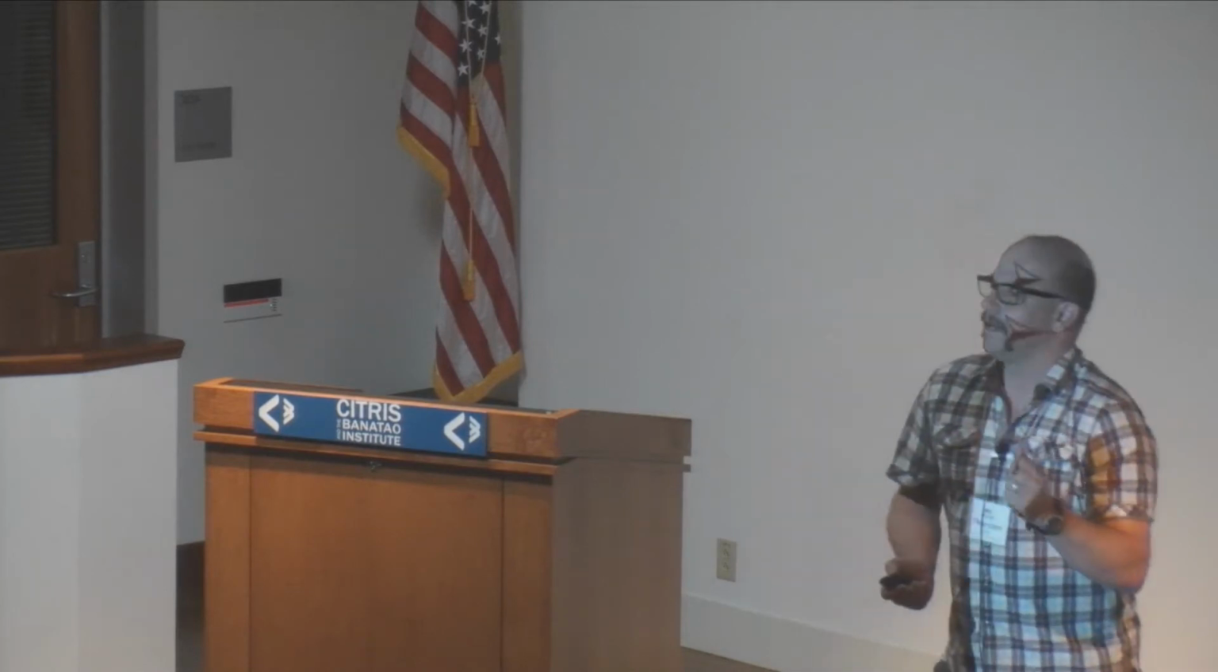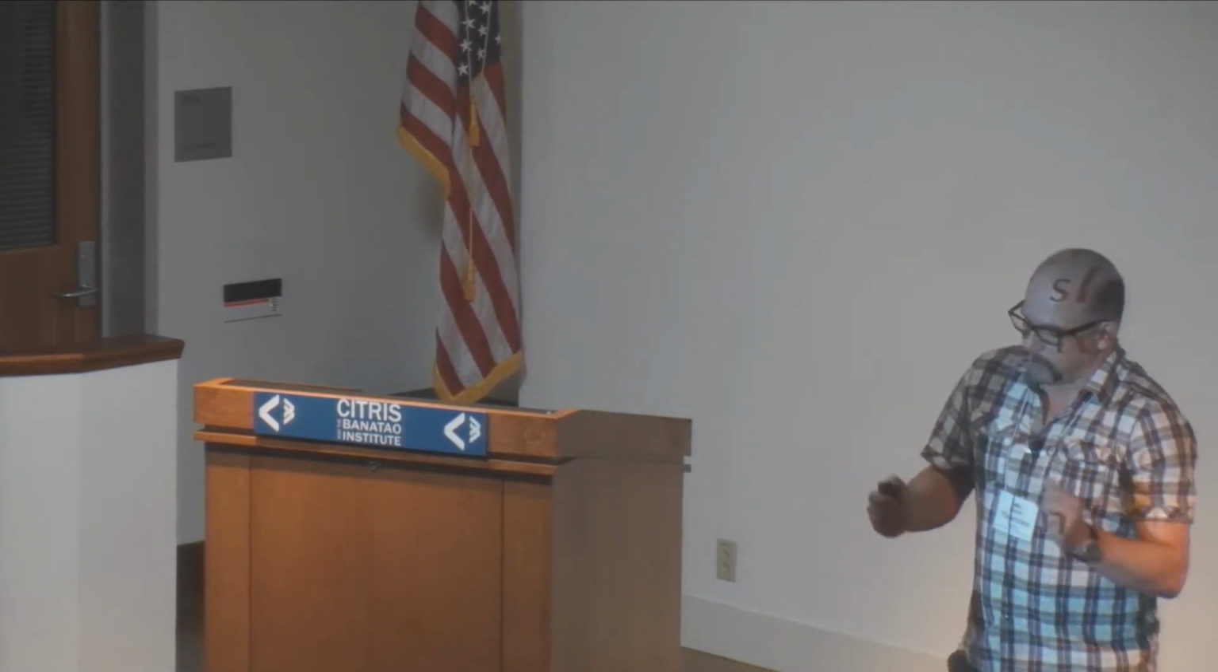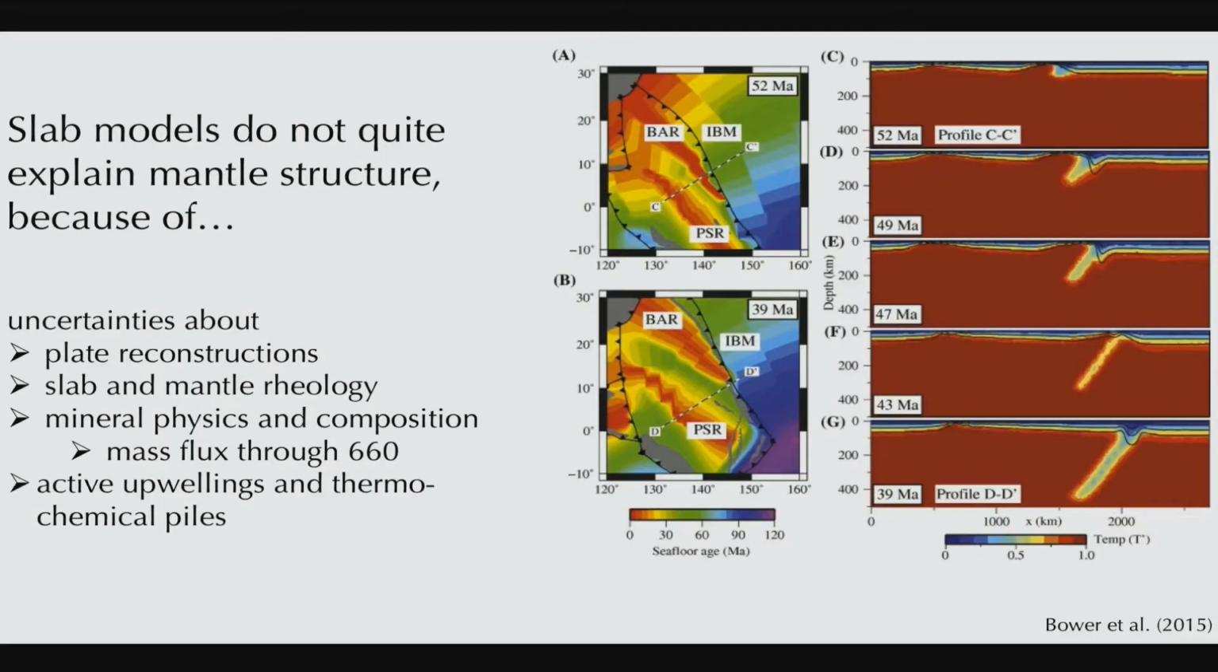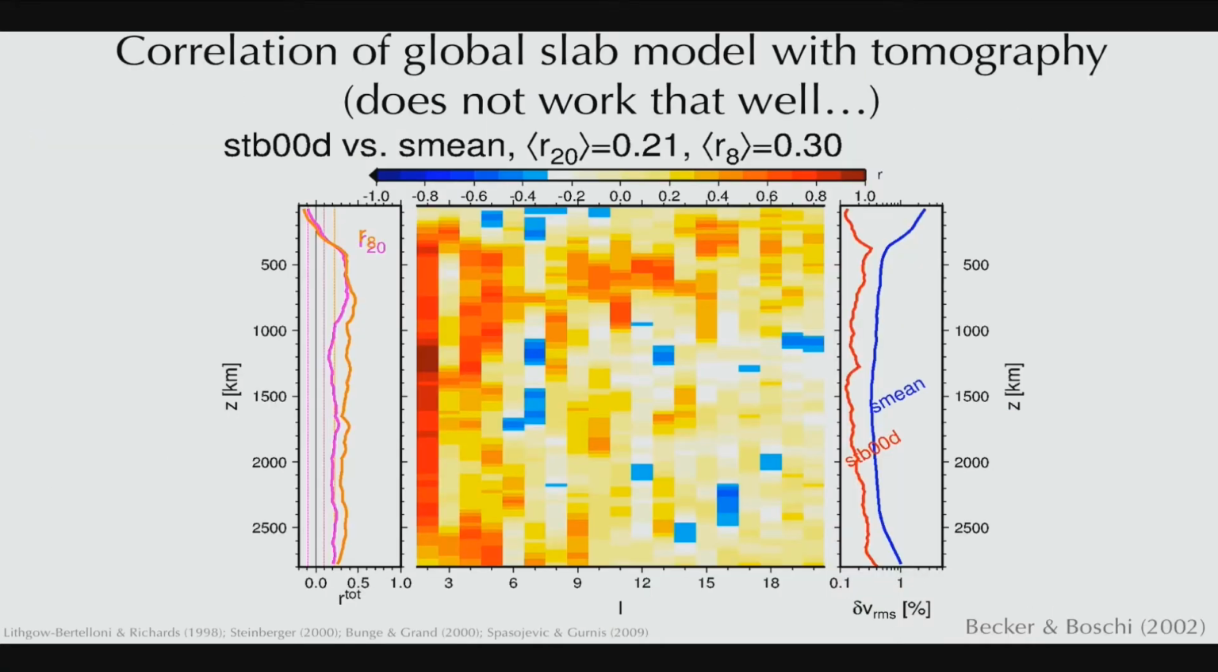And I'm suggesting why, for example, Magali's talk that's dealing with the issue of slabs going through 660 is really important. Because even though this is a long-standing issue, we haven't resolved it. And I do believe that if we make progress in the plate reconstructions and understanding slab mantle rheology and what happens with the mass flux at 660, that this sort of correlation should improve. All right, this is my argument, and I'll stand by that.